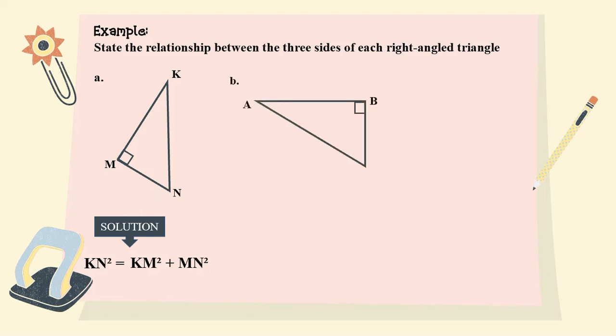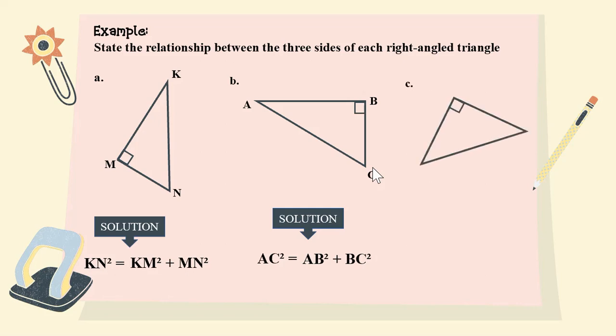Okay, so B like this. The hypotenuse is AC. So that means AC square equals AB square plus BC square. And then for this one C, you have like this. So we know that this one is the hypotenuse. So that means 9 square equals 5 square plus P square.